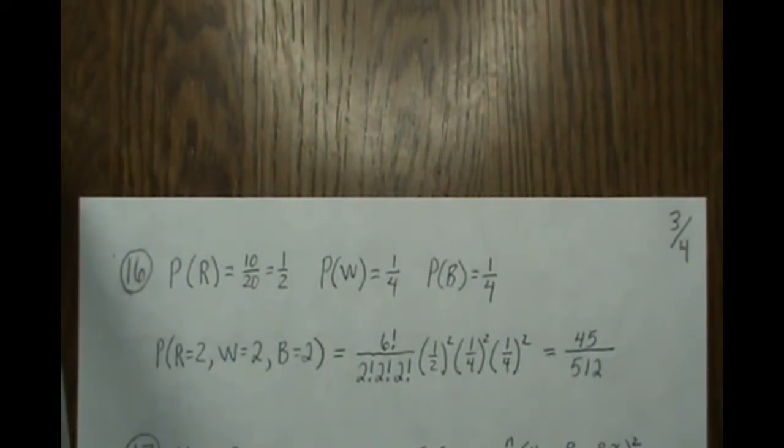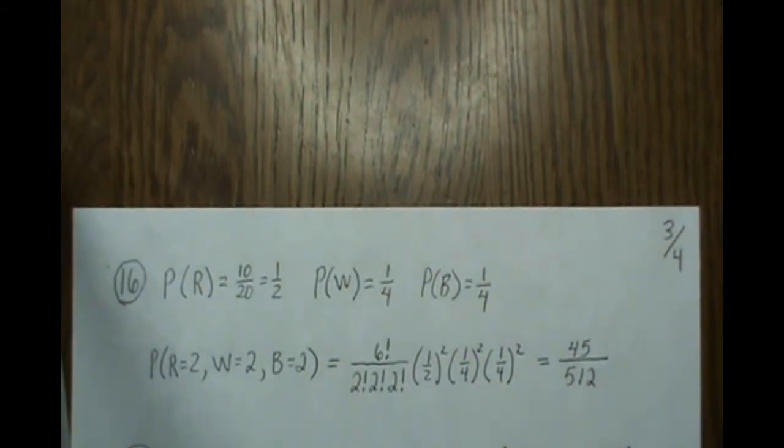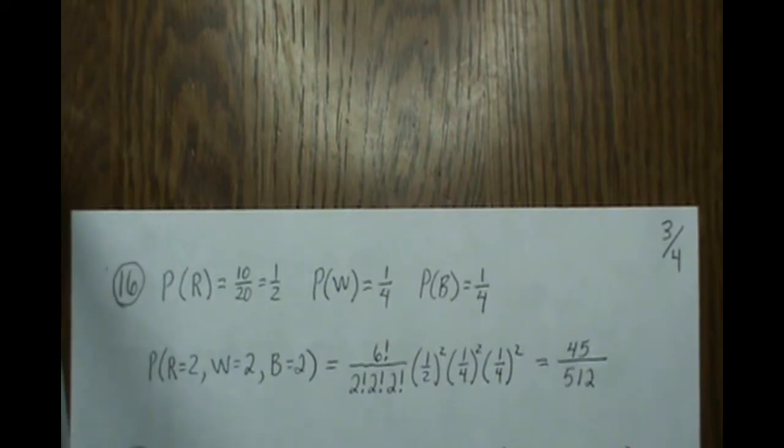Number 16: a random sample of size 6 is selected with replacement from an urn that contains 10 red balls, 5 white and 5 blue. What is the probability that the sample contains 2 balls of each color? Problem number 16, we want to find the probability that the sample contains 2 of each color.